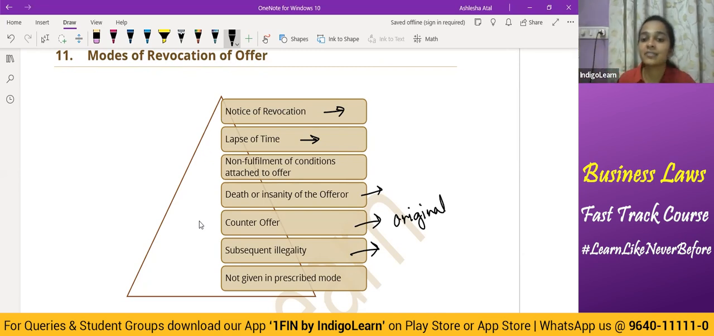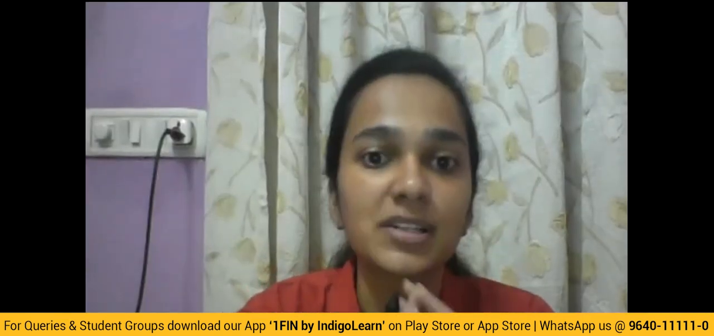And if the acceptance is not given in the prescribed mode, if there was a particular mode which was prescribed for acceptance and the acceptance has not been given in that particular mode, then in that situation as well the offer will be revoked. So these are the different modes of revocation of offer, the situations where the offer will be revoked. So with this, we have now understood what is a contract, what is an agreement, what is offer, acceptance, and all the different things with respect to the nature of contract.